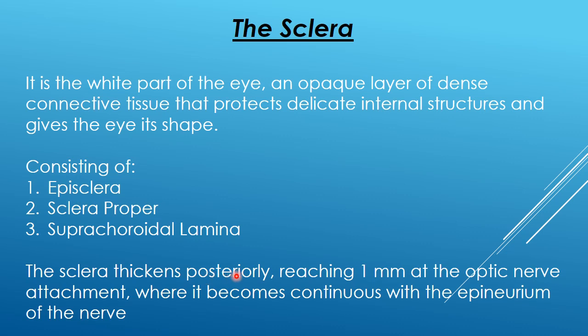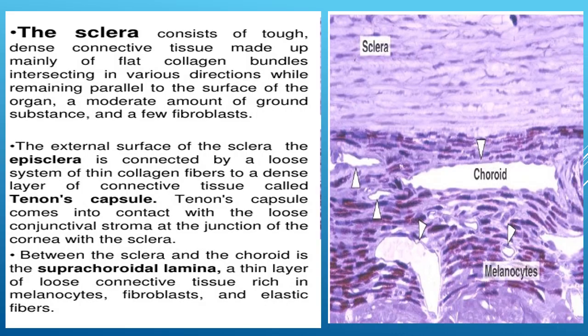The sclera is going to thicken posteriorly. It is 0.5 millimeter in thickness, but more posteriorly it reaches up to 1 millimeter. At the optic nerve attachment, it continues as the epineurium. In the sclera, the main component is the collagen fibers, which make up the sclera proper.